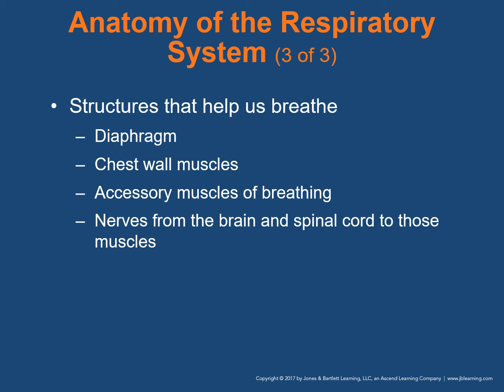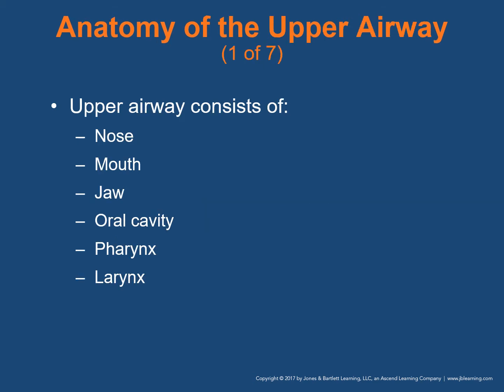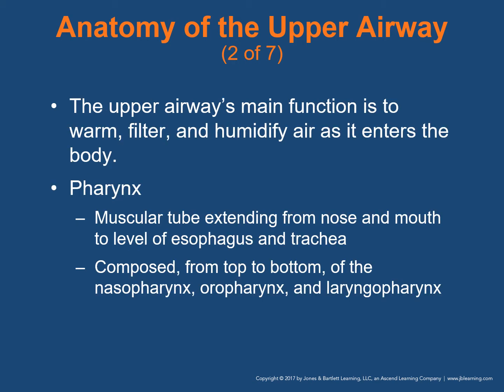The accessory muscles, which we talked about, that cause us to understand that our patient is having difficulty breathing. And then there's some involvement in the brain and the spinal cord that allow both the muscles to move and for the brain to know that, hey, it's time to take a breath in. So your upper airway is the nose, the mouth, the jaw, the oral cavity, the pharynx, and the larynx. And we're kind of going to go through these in some pictures.